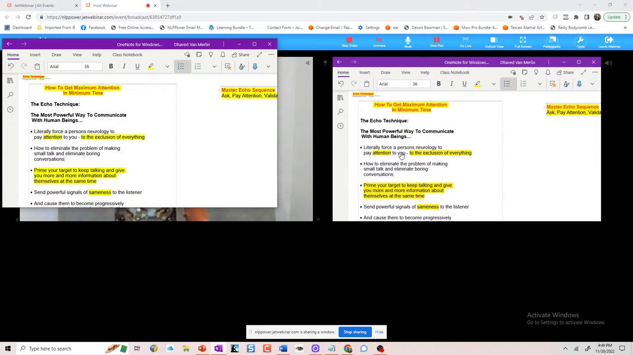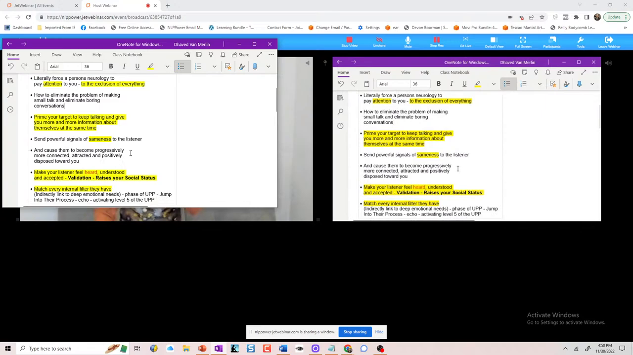And so one of the things that I wanted to teach them was this echo technique, right? The reason I wanted to teach them this technique, and let me go through these bullets really quick so you understand, is because A, it eliminates the problem of making small talk and boring conversations. But not only that, it sends powerful messages of sameness, understanding, and validation to the person you're echoing.